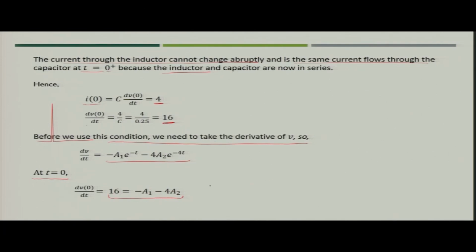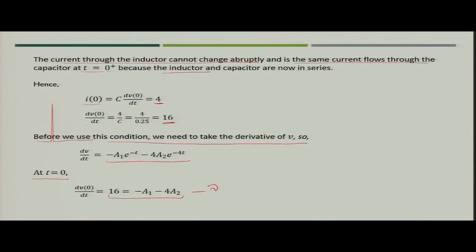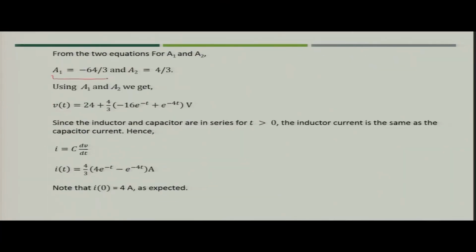So, now you have two equations for A1 and A2. First you got from here and second you got from here. So, you can use these two equations and find out the values of A1 and A2. When you get the values of A1 and A2, you can put them in the expression for voltage at any time t, and you get the expression for voltage at any time t as shown in the equation.